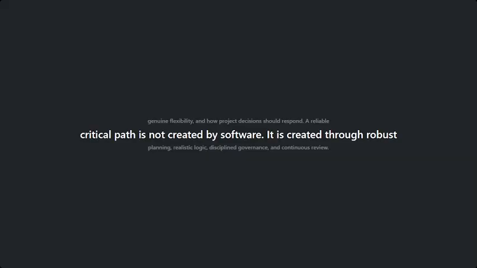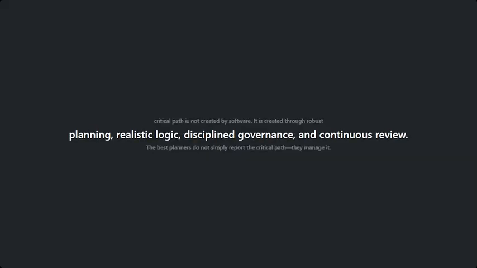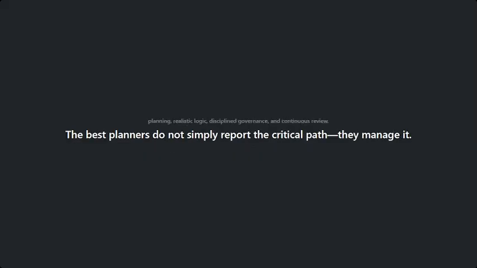It is created through robust planning, realistic logic, disciplined governance, and continuous review. The best planners do not simply report the critical path, they manage it.